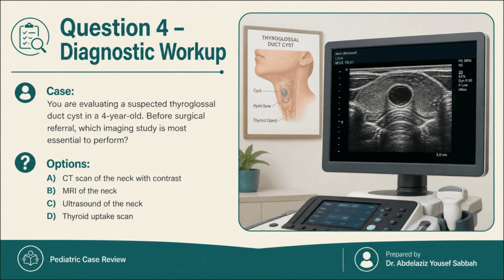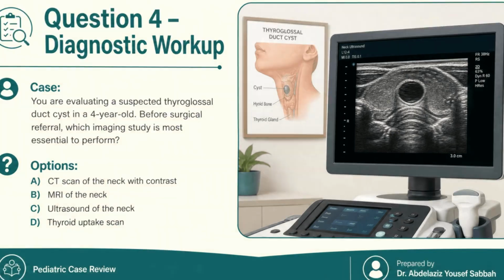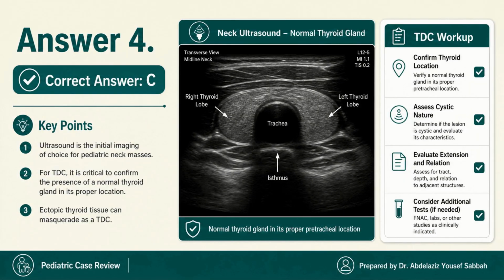Before surgical referral, which imaging study is most essential to perform? Option A. Computed tomography scan of the neck with contrast. Option B. Magnetic resonance imaging of the neck. Option C. Ultrasound of the neck. Option D. Thyroid uptake scan. The correct answer is option C. Ultrasound of the neck.